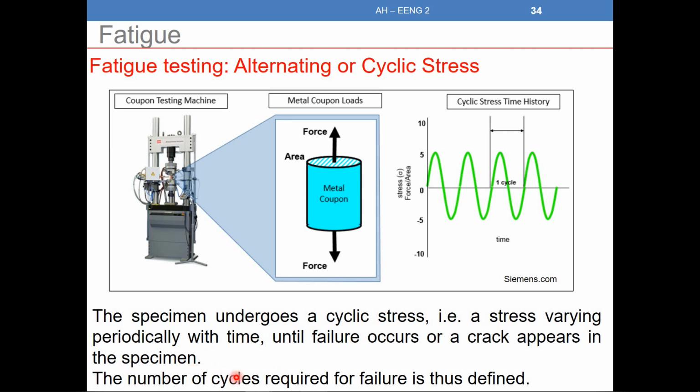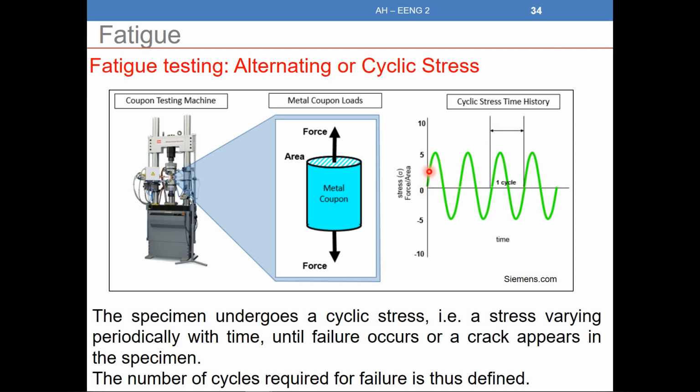The number of cycles is a very important parameter. So the first one is the stress, whether alternating, varying or cyclic. And the second point that we need to calculate is the number of cycles required for failure. These are the two parameters that will define the fatigue. So we need to understand clearly what we mean by cycle.